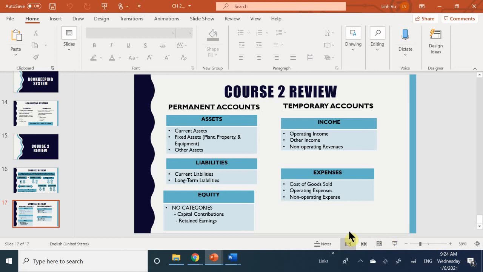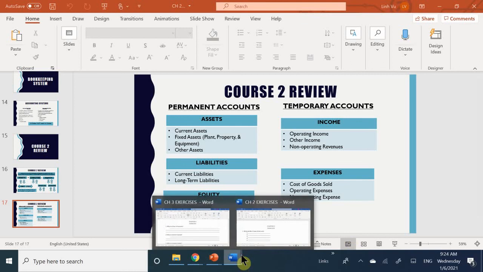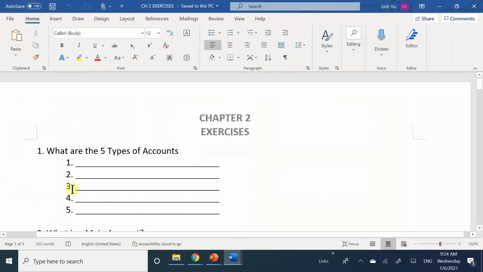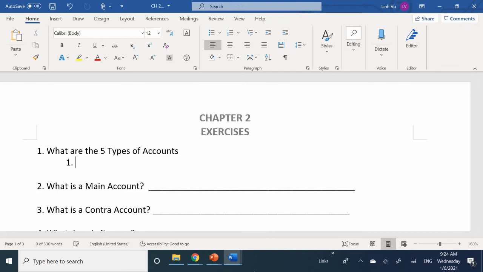No? Nothing for chapter 2? All right, let's quickly go ahead and go over the chapter 2 exercises, and then we'll call break. Okay? So question number 1 is, what are the 5 types of accounts? Asset, liabilities, equity, revenue, and expense.